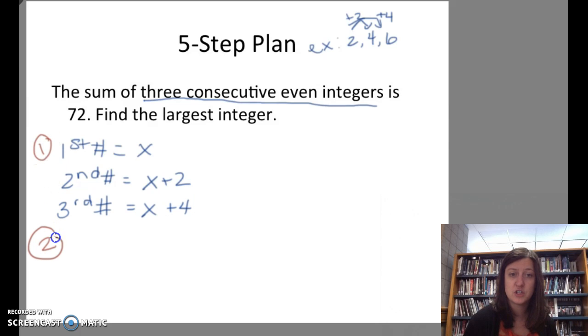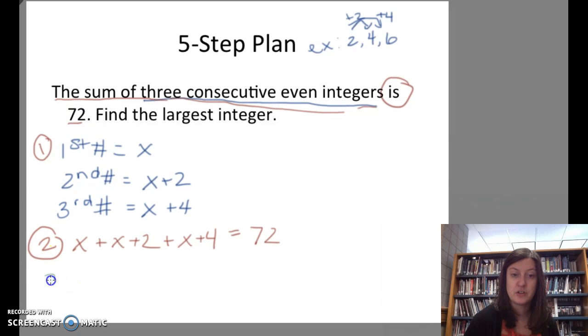Step 2 is writing an equation. With a word problem like this, consecutive even integers or consecutive integers, there's not always a second sentence. The definition is kind of hidden inside the problem itself. So let's reread. The sum of the 3 consecutive even integers, sum means add. So we're going to do the first, plus the second, plus the third, is 72.